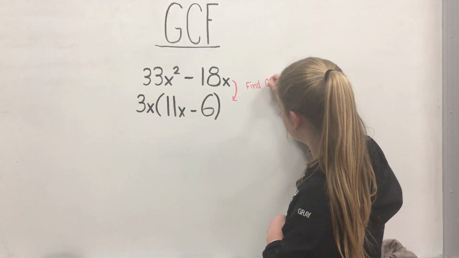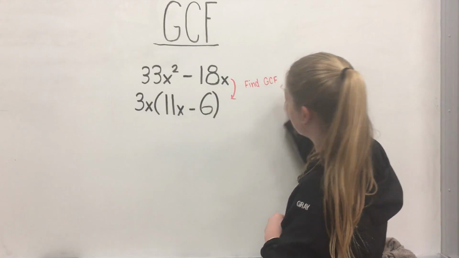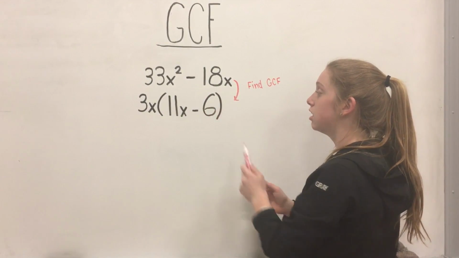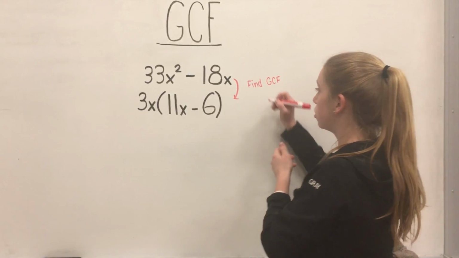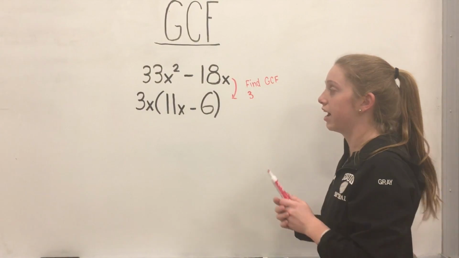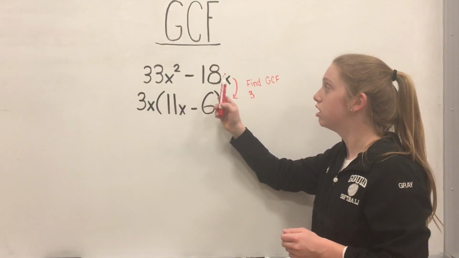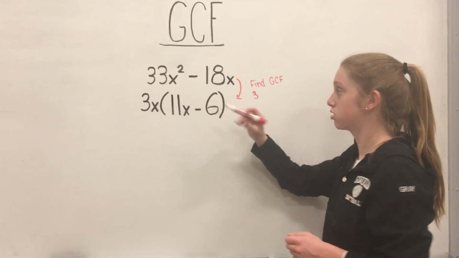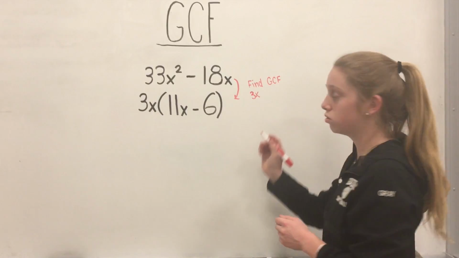So from here to here, you're finding the GCF, and a number that goes both into 33 and 18 would be 3. And because there's an x on each side of the equation, there's only one x here, so you would only do one x rather than x squared. So it'd be 3x would be your GCF.